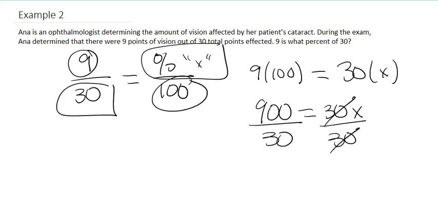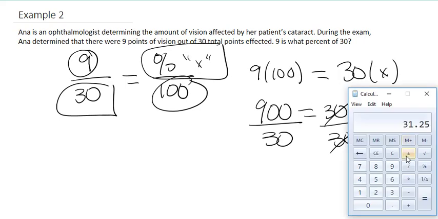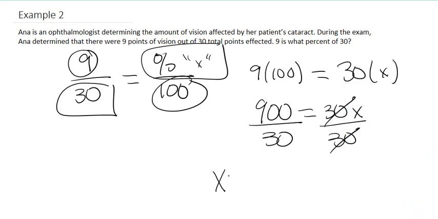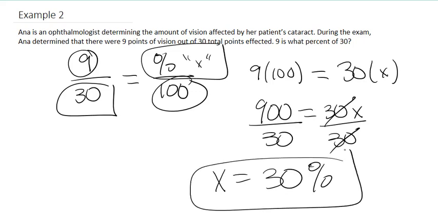So this gets rid of those. Now we have 900 divided by 30 is equal to 30. So x is equal to 30. And this is back in percentage because we're looking for a percentage in this problem. So 30% of the vision was affected by the cataract.